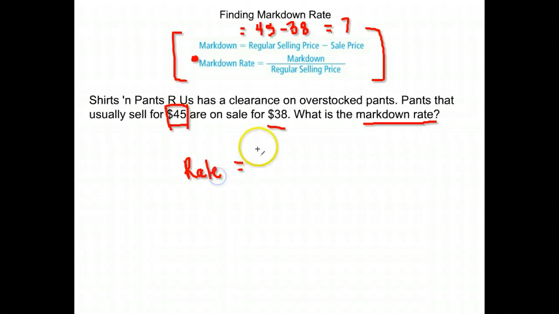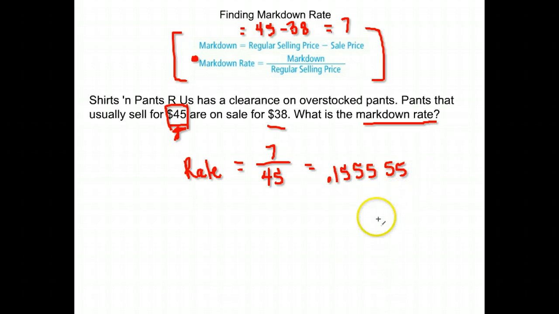Okay, so my rate, I'm going to divide $7, the amount of my markdown, by the regular selling price. Make sure you use the original price and not what it's on sale for. So the original price was 45. So I take 7 divided by 45, which gives me 0.15555, and it goes on from there. We need to move the decimal 2 places to the right to write it as a percent. So now we have 15.555, and we'll just round this to the nearest percent. 15.5 rounds up to 16%.